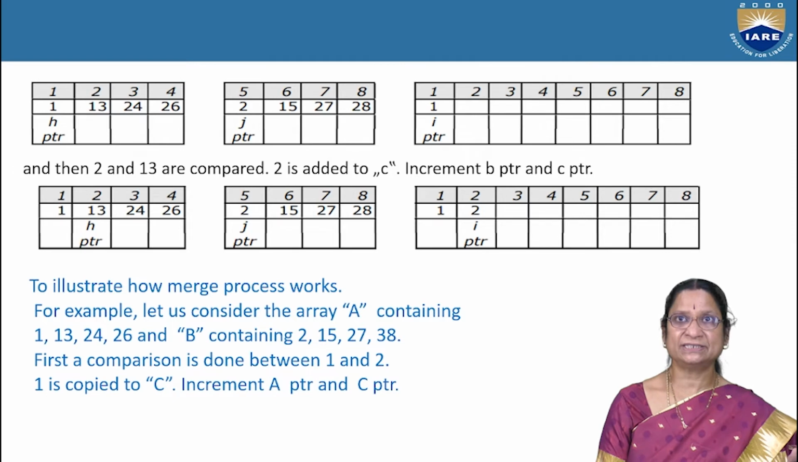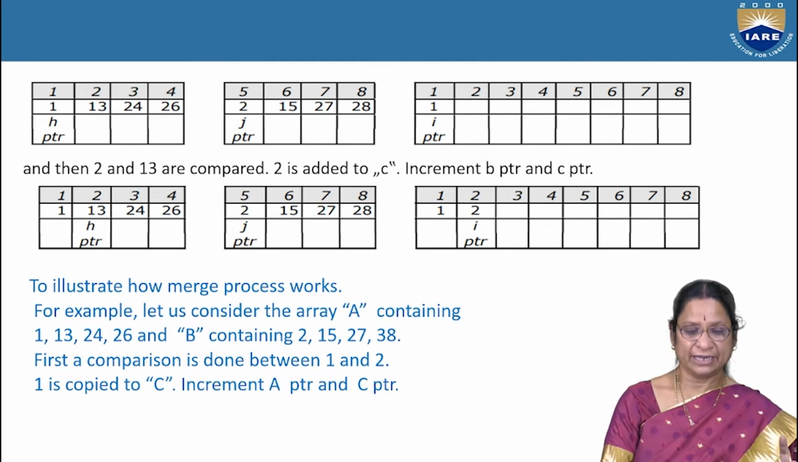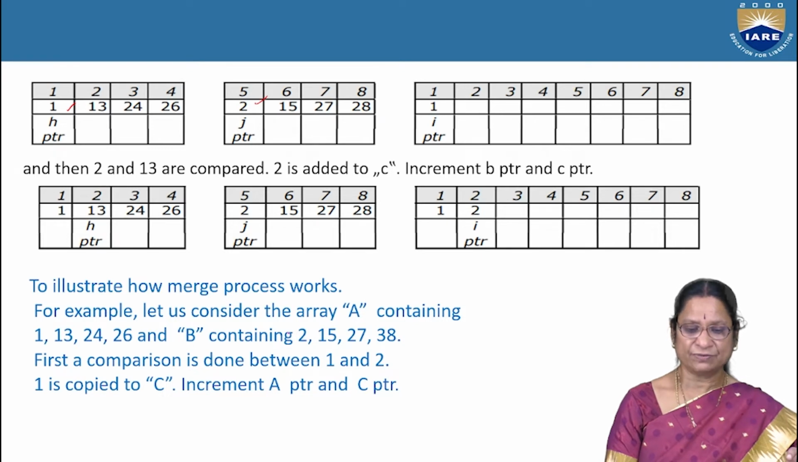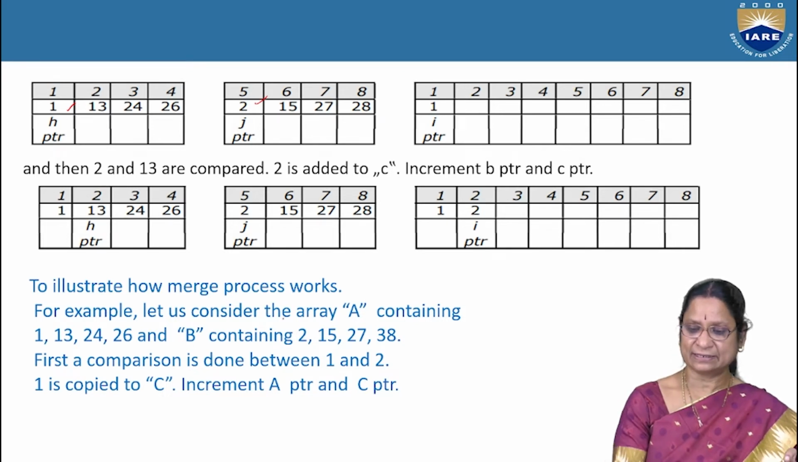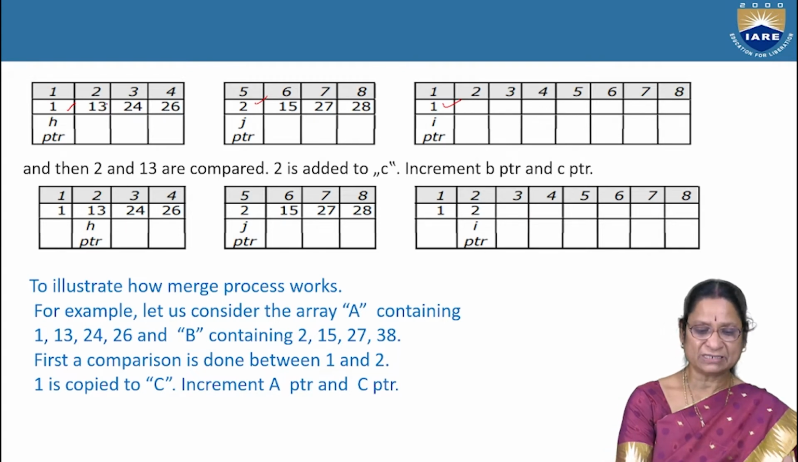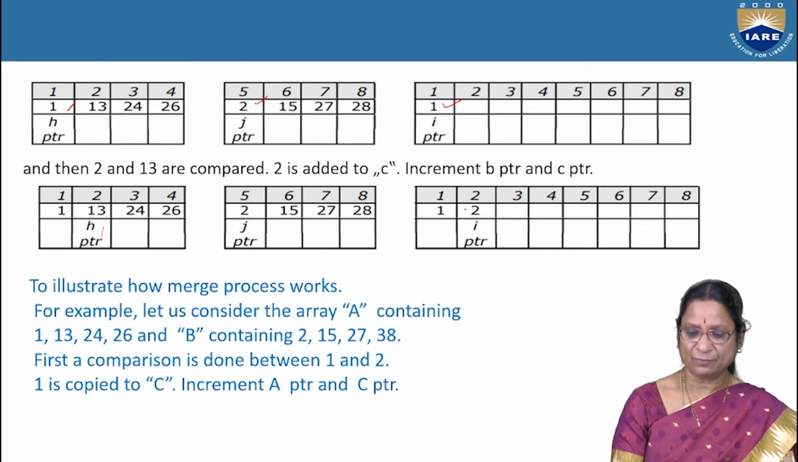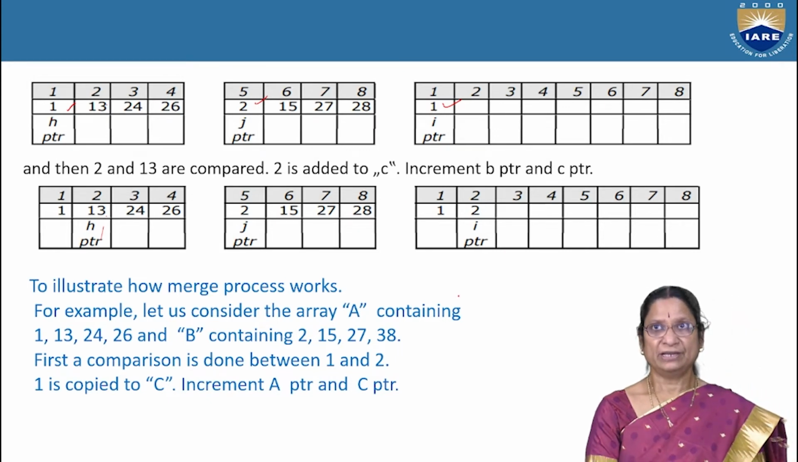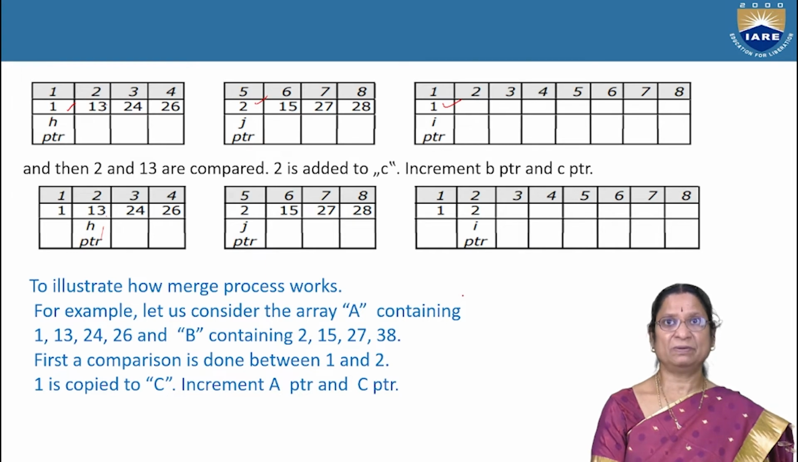We will compare the H element and the Jth element. The H element is 1, the Jth element is 2. While comparing them, whichever is lesser, 1 is lesser, that is copied into my new list. Once copied, H must be incremented. So now H points to the next element.